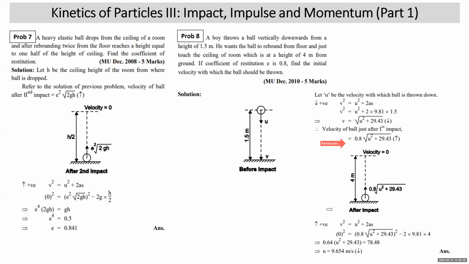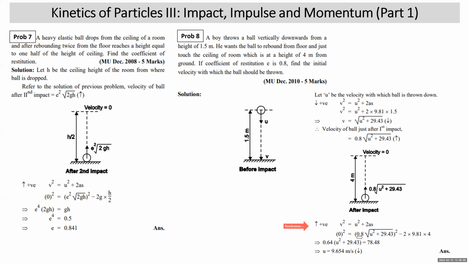Now we'll draw another diagram showing the velocity of the ball after impact. Velocity of the ball after impact is 0.8 square root of u square plus 29.4. It goes up to the height of 4 meter and just touches the ceiling, which is at 4 meter. Just touching the ceiling means what? It comes to rest.